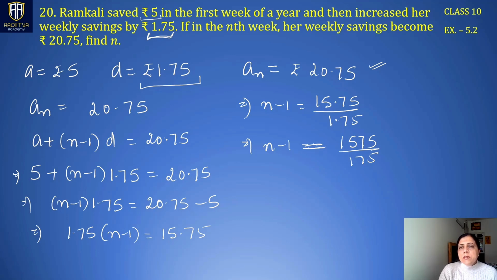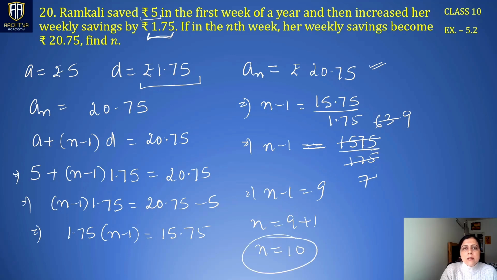So what is the value now? Divide both numbers by 25. 25 sevens are 175. 25 sixes are 150. 25 threes are 75. So this is 7 nines are 63. So we can say that n minus 1 is 9. So the value of n is 9 plus 1. n is 10. That means after 10 weeks, she will be saving rupees 20.75 weekly. So the value of n is 10 here.